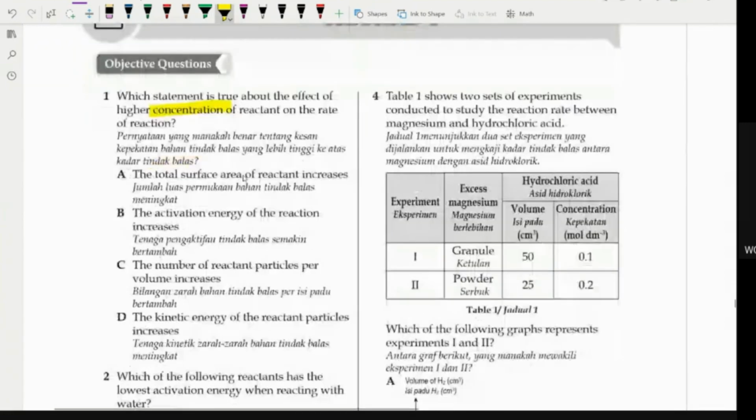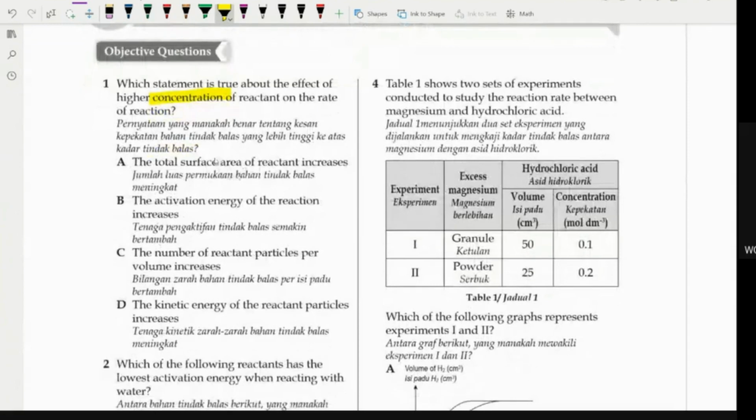Can you type in your answer? What is your answer, class? Question number 1. Anyone? You have an answer? Okay, the number of reactant particles per unit volume increases. Yes, this one. Correct. Concentration is the number of reactant particles per unit volume. The particle size we don't know because it is not mentioned here. So we take this one.